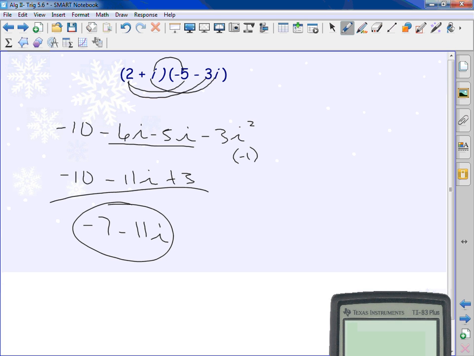Okay, what's i squared? Negative 1, so it's negative i. If I have i cubed, that's the same thing as i squared times i. That means negative 1, so it's negative 1i. If I had i to the fourth, it'd be negative 1 and a negative 1, which is positive 1.